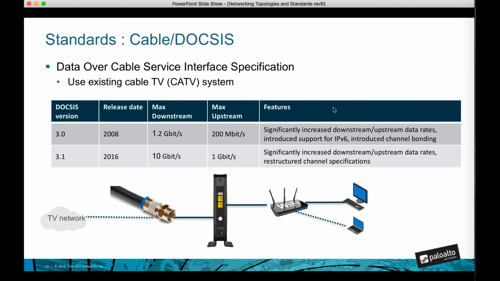In 2016, the DOCSIS version is already upgraded to 3.1 by restructuring the channel specifications for these DOCSIS versions. You can see the downstream and upstream data rates is increasing very high. So you can get up to 10 gigabit per second for the downstream rate, and for upstream rate you can have up to 1 gigabit per second. So that's pretty much about it.